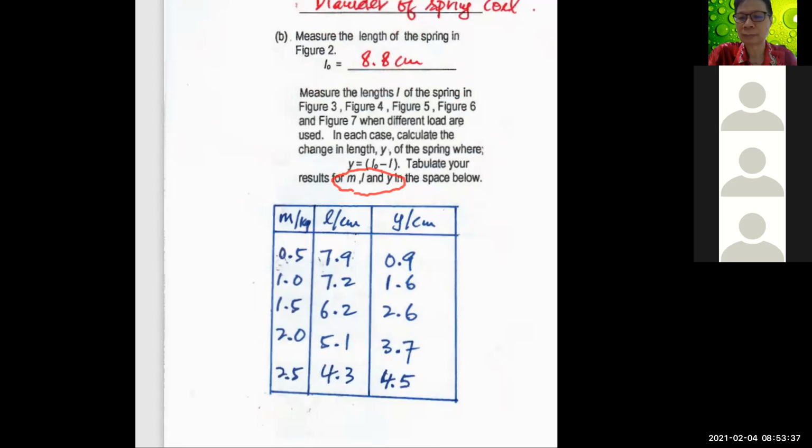Generally put for 0 kilos. No, because he said figure 3, 4, 5, 6, 7. That's all. So you follow the question, exactly the question.